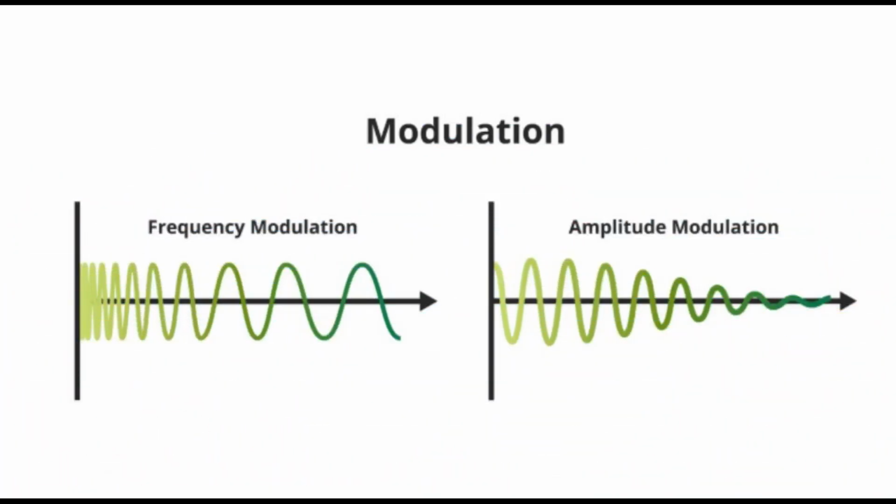The receiver's tuner picks out a specific signal. Its amplifier strengthens that signal. A demodulator separates the signal from the carrier wave. And then a speaker converts the signal to the sound waves that you hear.